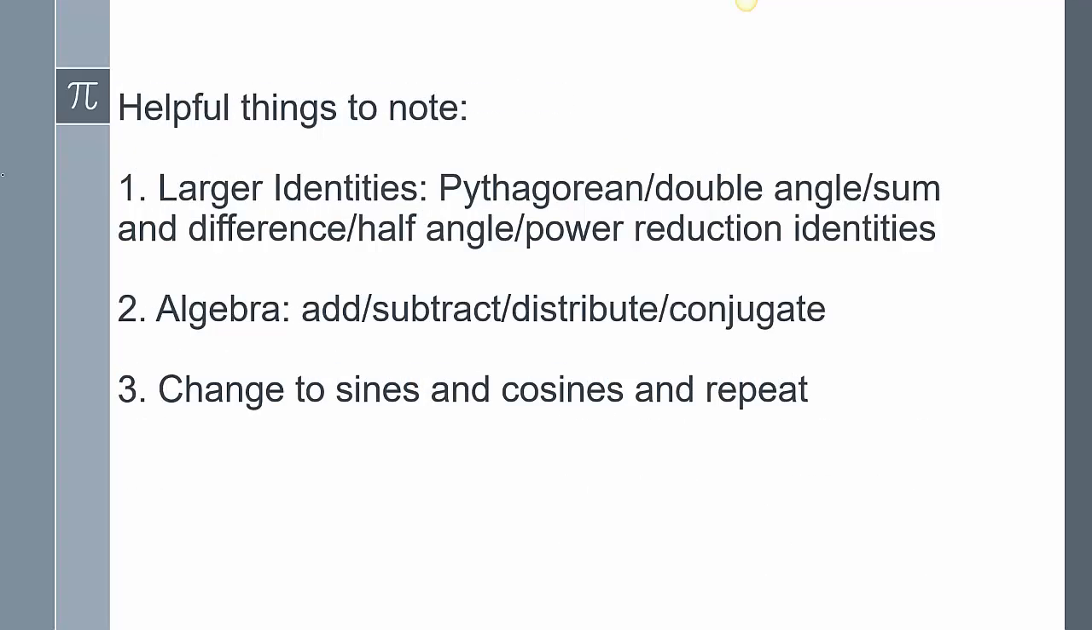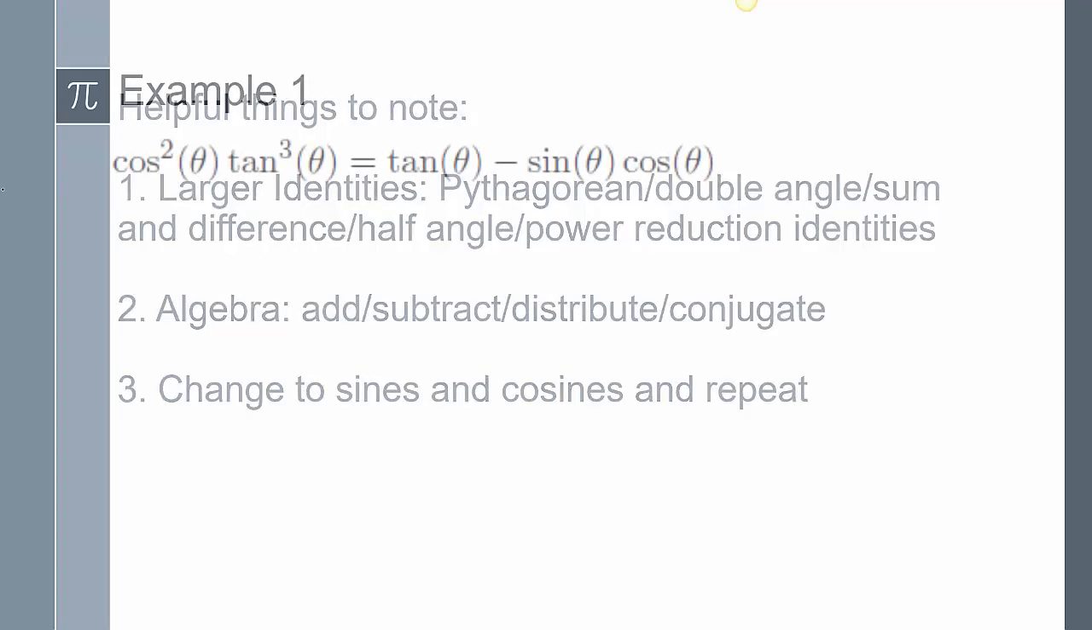And so remember the three thought processes. Check for bigger identities like Pythagorean. We haven't learned these other ones yet, but we're going to add to them. Algebra, and then can I change to sines and cosines and then repeat it?